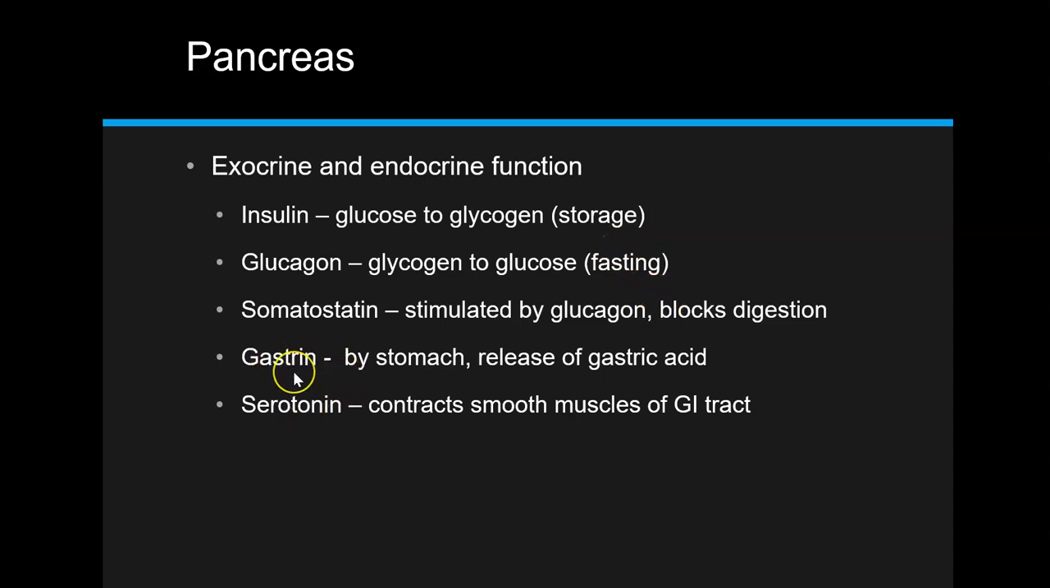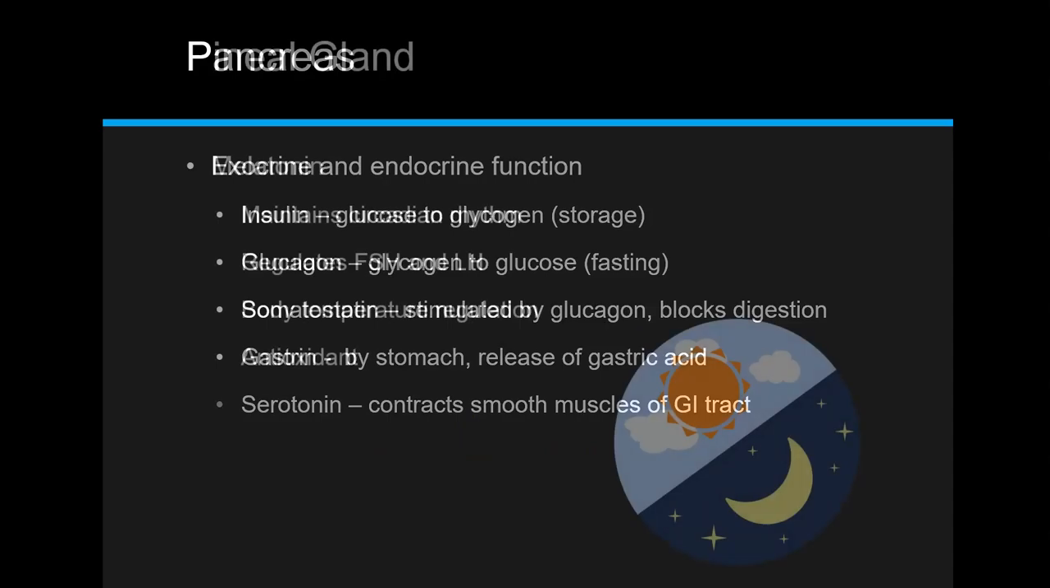And then two that are related, even though they're not specifically produced by the pancreas: gastrin is produced by the stomach, and it causes the release of gastric acid so that you can start digestion, and serotonin, which contracts smooth muscles of the GI tract to move food along the system.